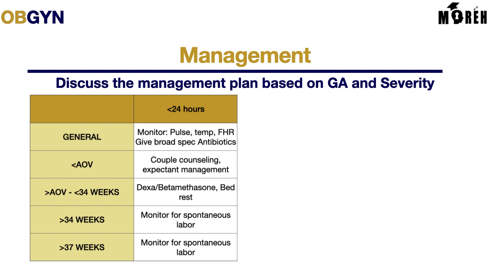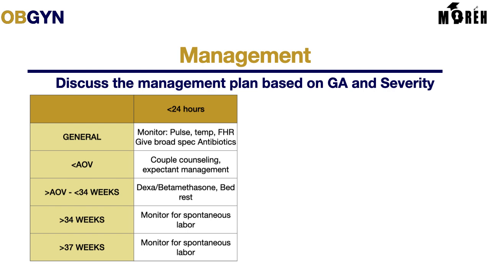So the challenge with the membranes rupturing is that it can trigger labor. So this is before the age of viability. The couple has to be counseled. We're doing expectant management. In the event that it progresses, most likely there's going to be a live abortion. There's going to be an expulsion of the products of conception, in this case the fetus.